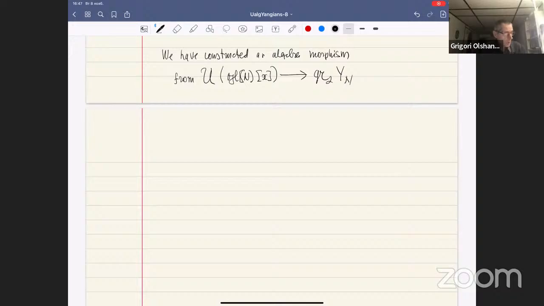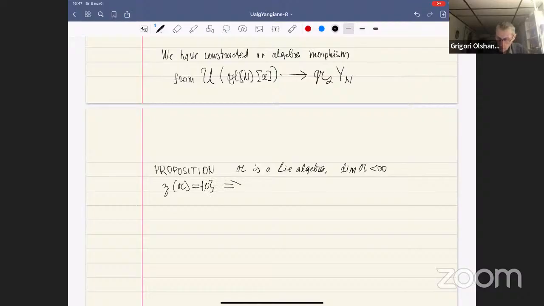So keep this claim. Next, I need one more result, which is a curious claim as follows. So assume A is a Lie algebra of finite dimension, and assume that the center of the Lie algebra is trivial.